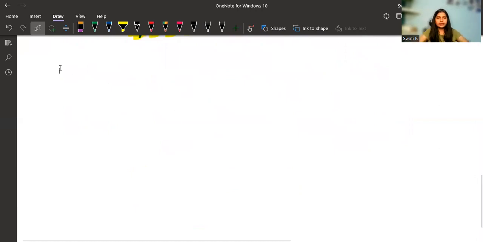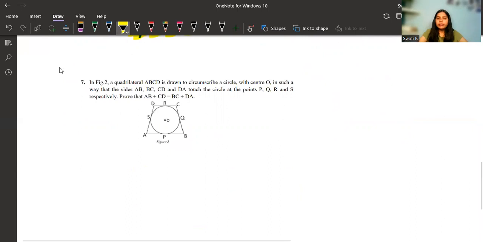And yes, so this is the question. In figure 2, a quadrilateral ABCD is drawn to circumscribe a circle. That means the circle is inside and the quadrilateral is outside, with center O, in such a way that the sides AB, BC, CD, and DA touch the circle at the points P, Q, R, and S respectively. We have to prove that AB plus CD equals BC plus DA.